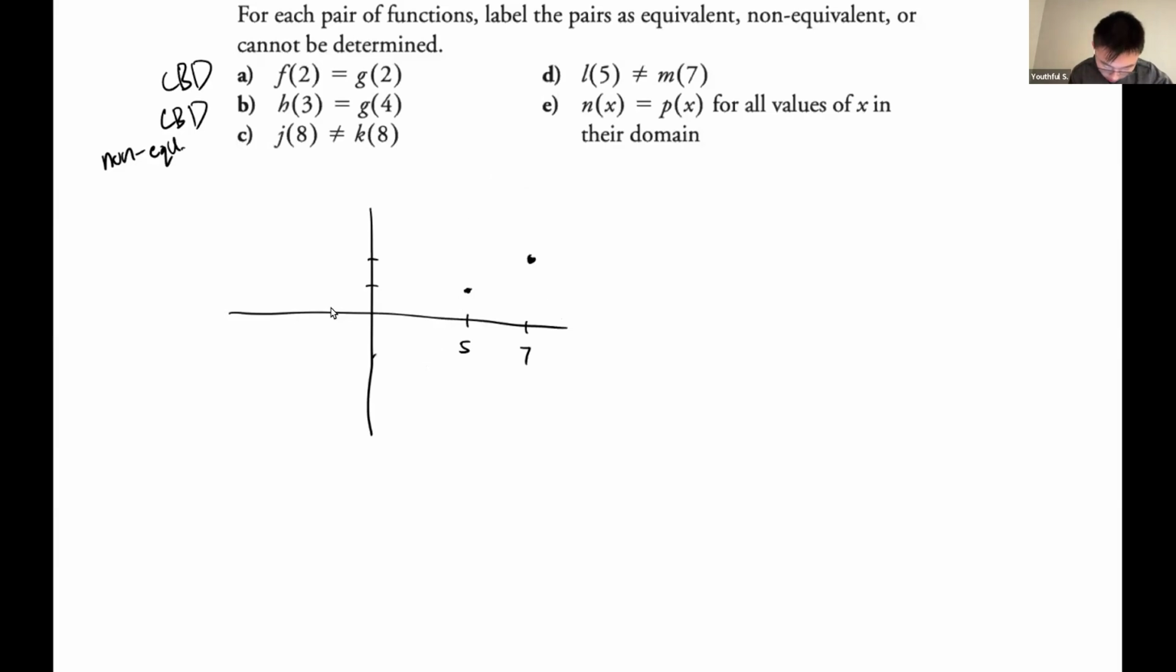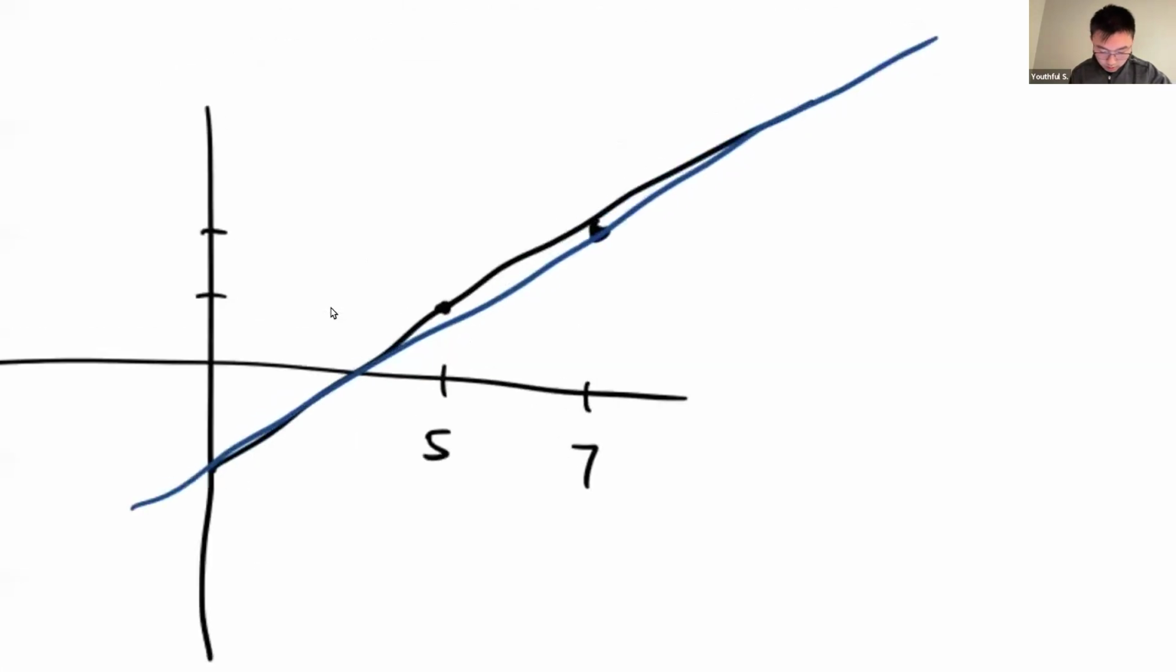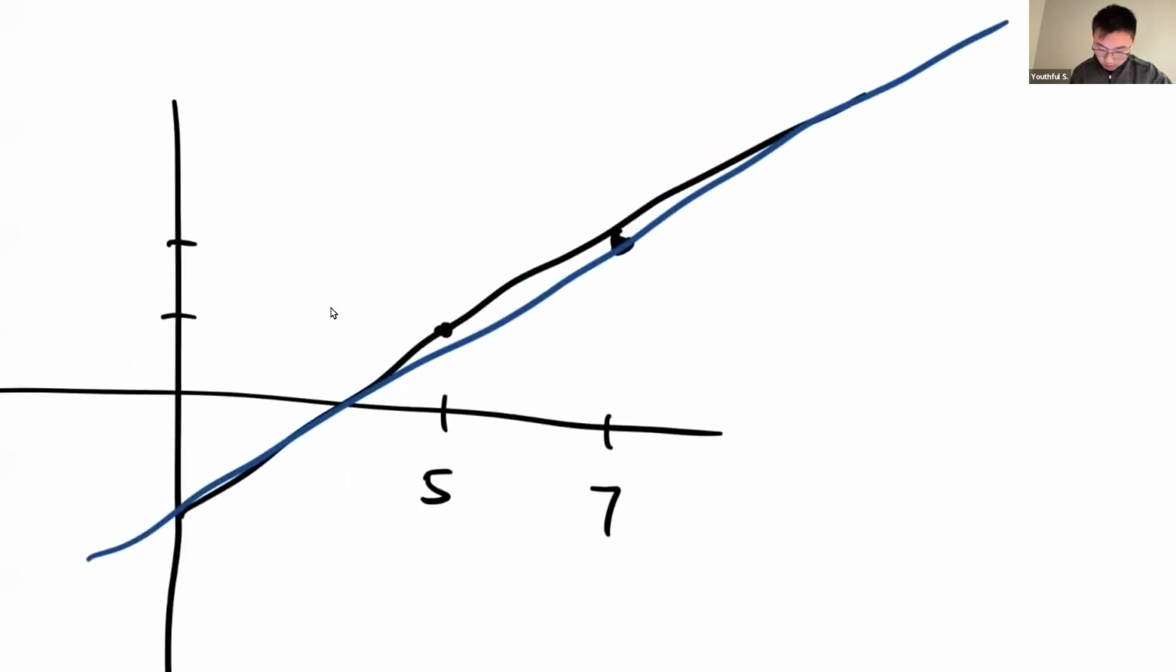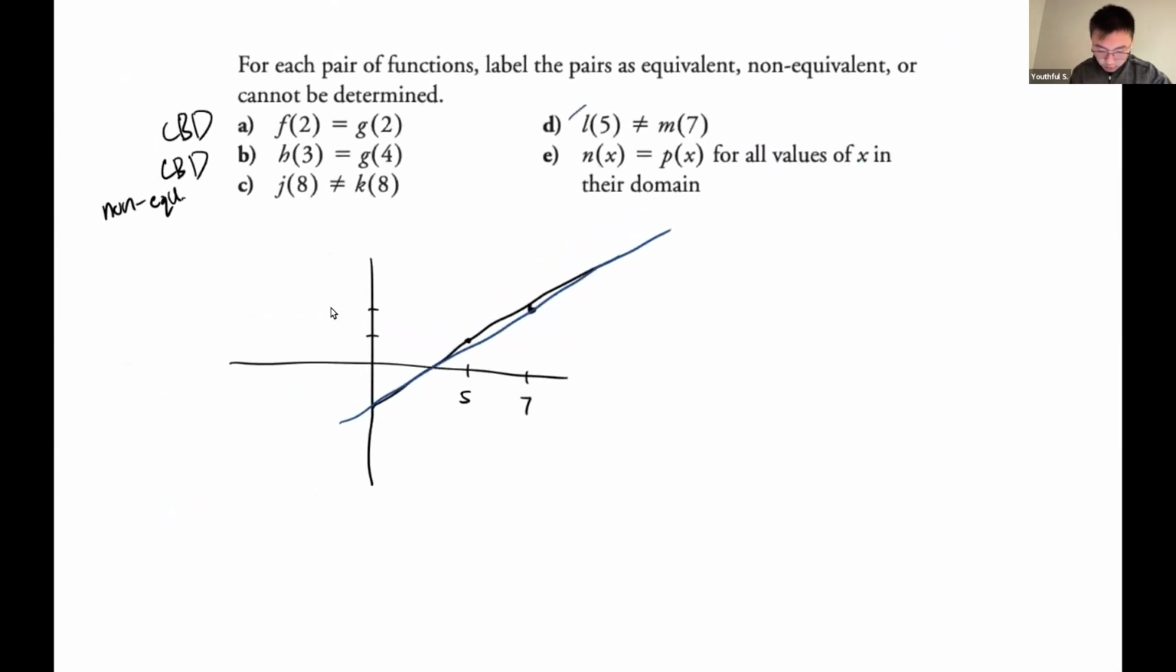But you could also draw a straight line that goes through both of these points. And then my second line would also be the same line. So I'd have two equivalent functions. And that would also work, right? Because on this line, it contains different values for L of 5 equals something, and then M of 7 equals something. So that's like a counterexample. So again, cannot be determined, CBD.